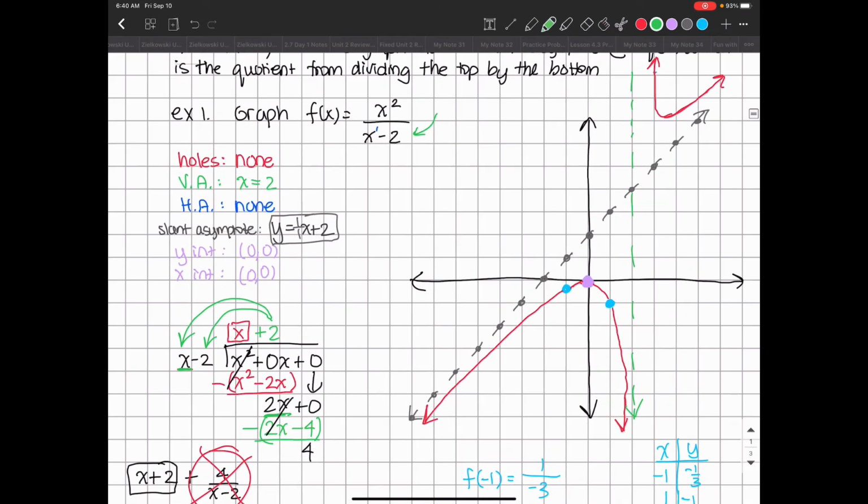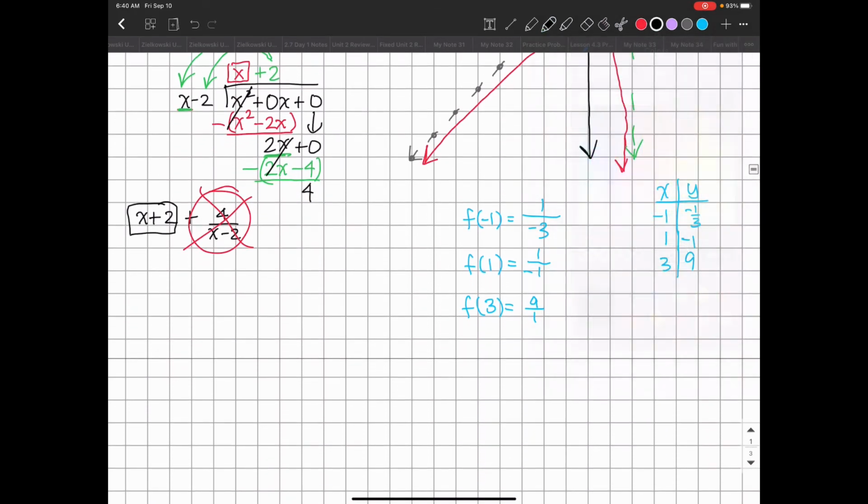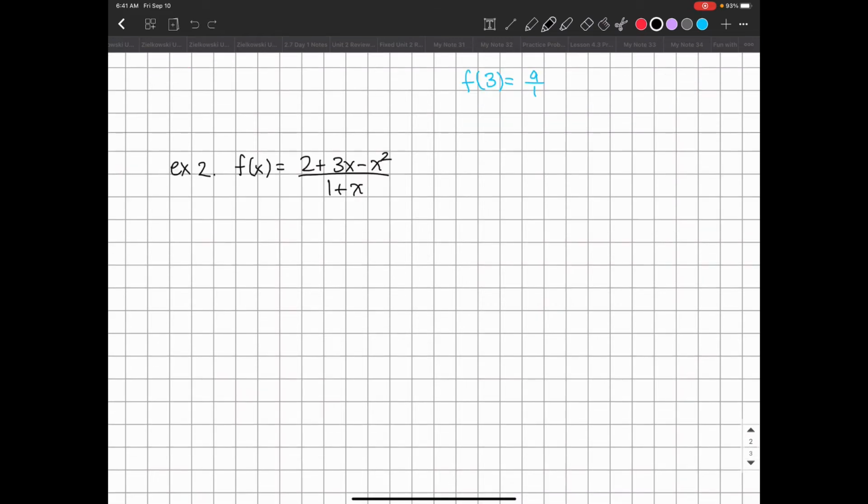All right, and then let's do another example. Let's do f of x is equal to (2 plus 3x minus x squared) all over (1 plus x). For this, first of all, I'm going to reorganize this so that I have my x squared first, from highest power down to the lowest power. So I'm going to write negative x squared plus 3x plus 2 to make my life easier, because that's how I'm used to looking at this. And then I'm going to change this to x plus 1.